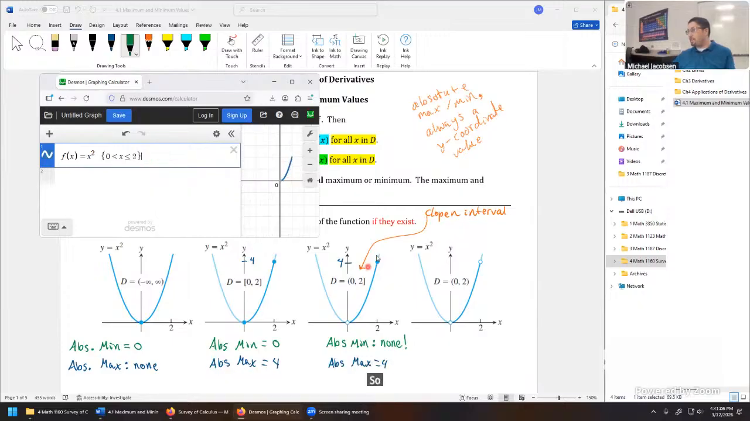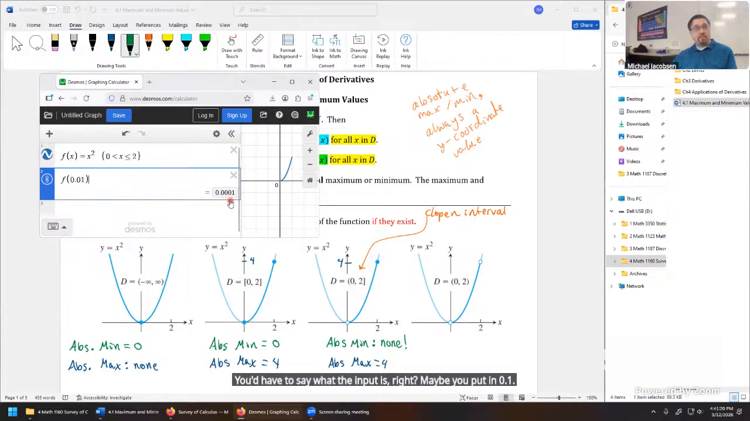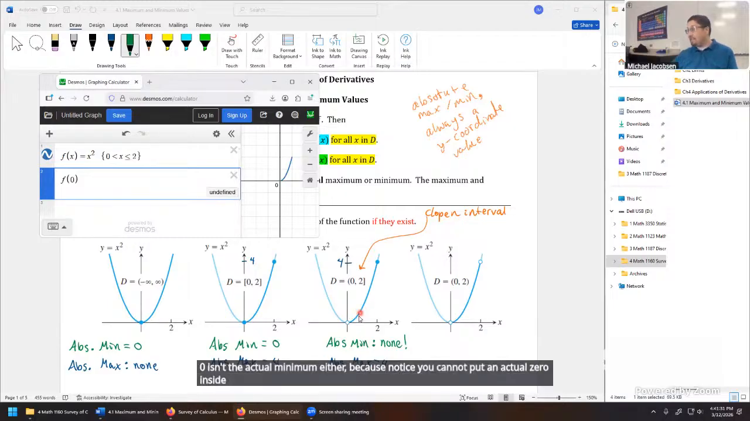So there's our whole function plotted, same as this one down below. And now if you found a value that you feel like is the minimum because it's really, really small, you would have to say what the input is, right? Maybe you put in 0.1, and that's your minimum. Except it's not a true minimum whatsoever. 0 isn't the actual minimum either, because notice you cannot put an actual 0 inside there. It's undefined. There's an open circle there. 0 is not part of the domain, so we can't compute f at 0.